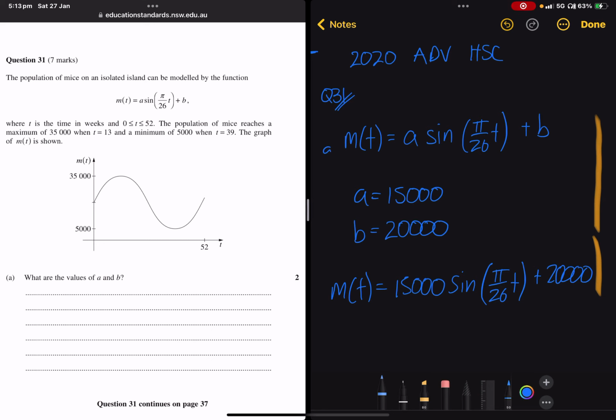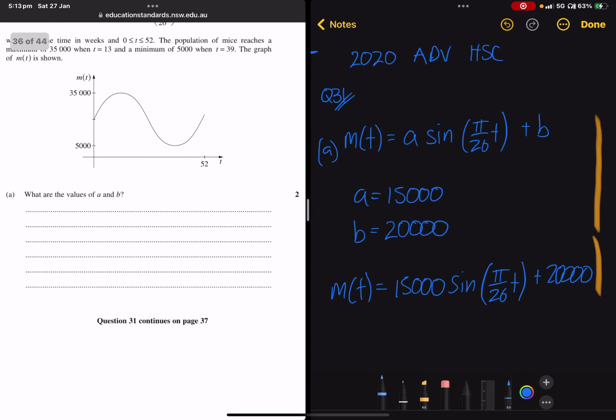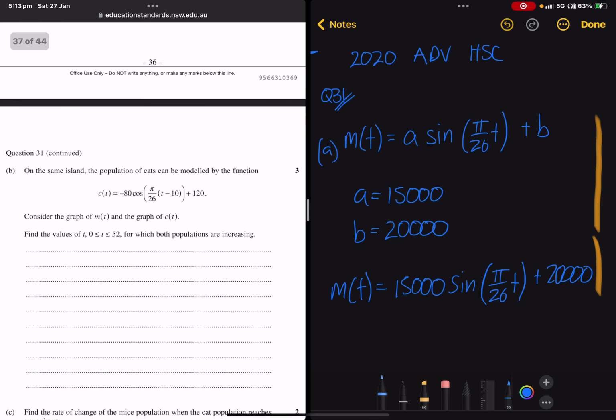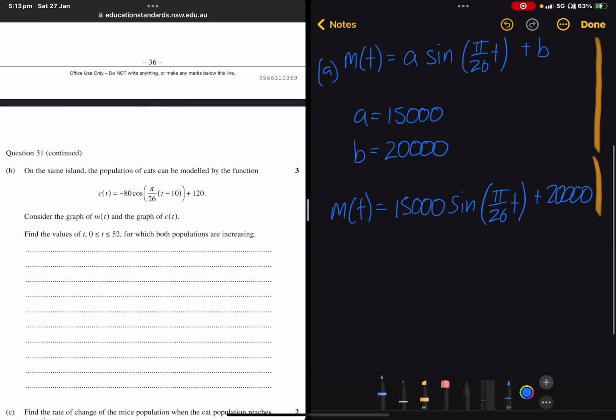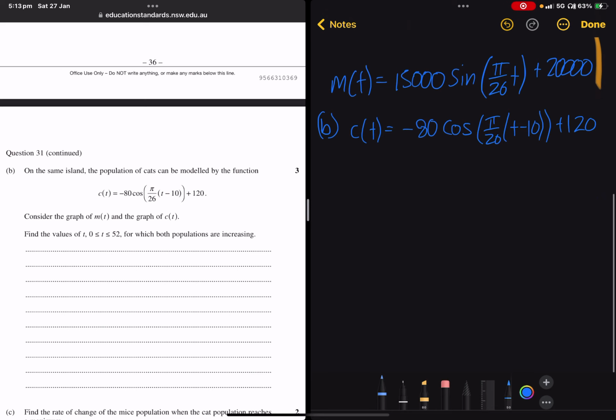So this is 31A. Now 31B, we are told on the same island the population of cats can be modelled. So C of t is minus 80 times cosine of pi on 26 times t minus 10, all plus 120. Consider the graphs. Find the values for which both populations are increasing. Okay, so we're going to graph these two functions.